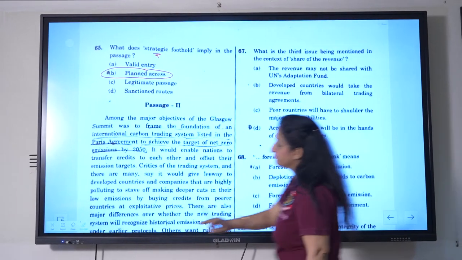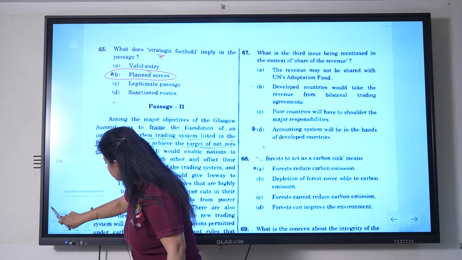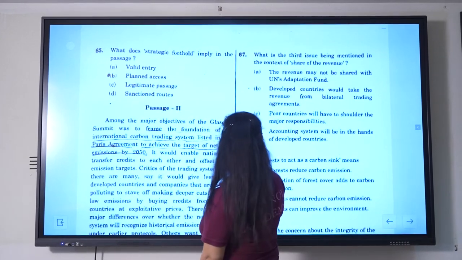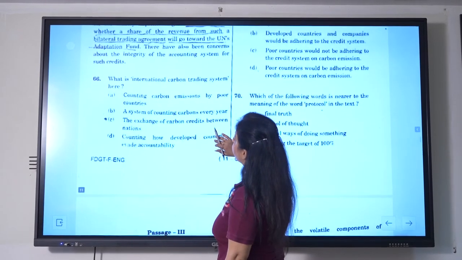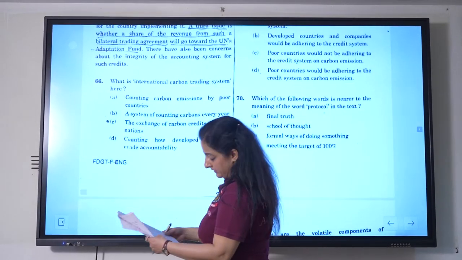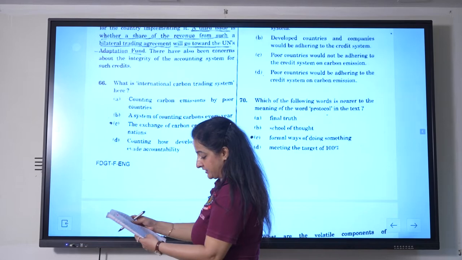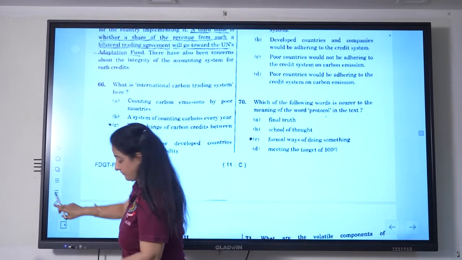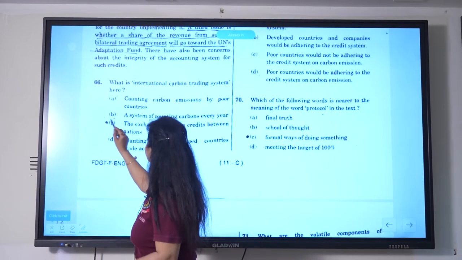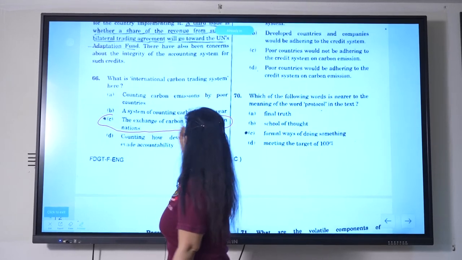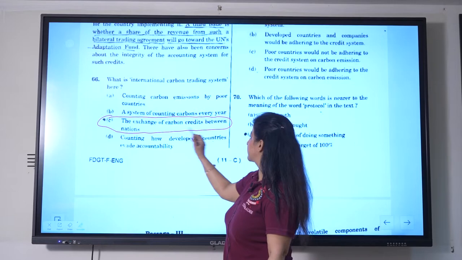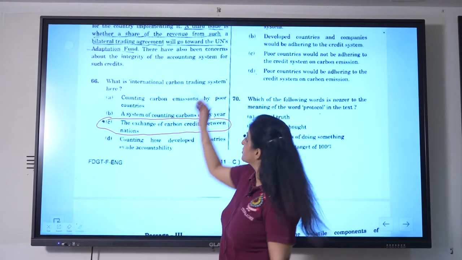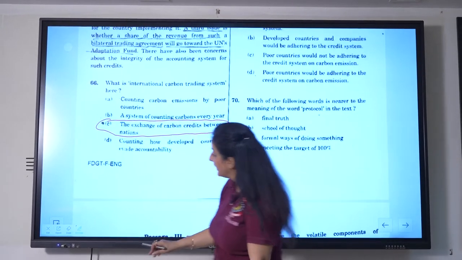Okay, moving on. 65, 66, second passage now. The answer to this question is Charlie. What is international carbon trading system? The exchange of carbon credits between nations. Very much there in the passage.